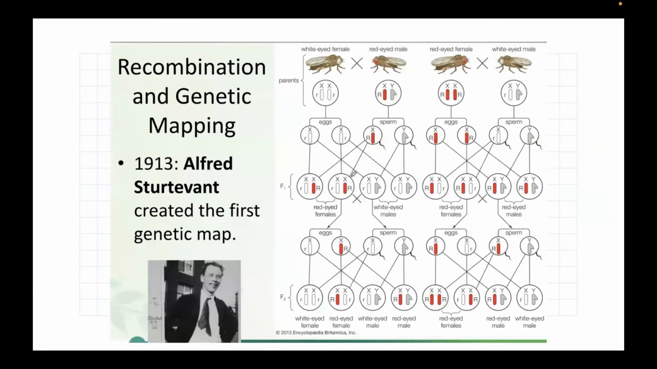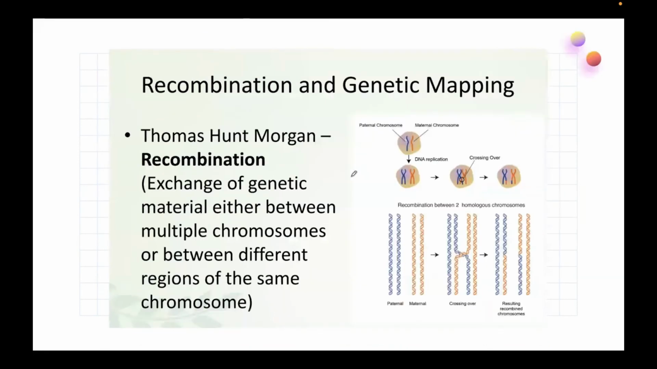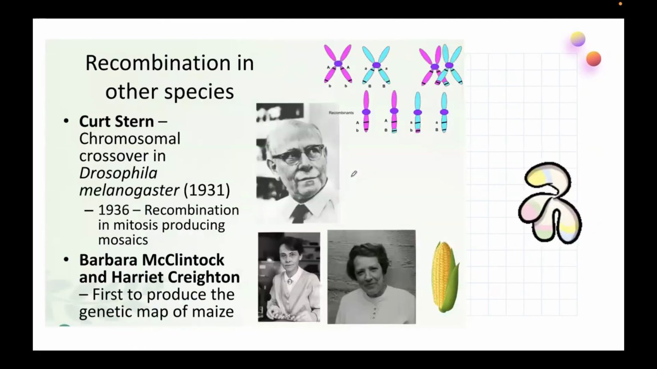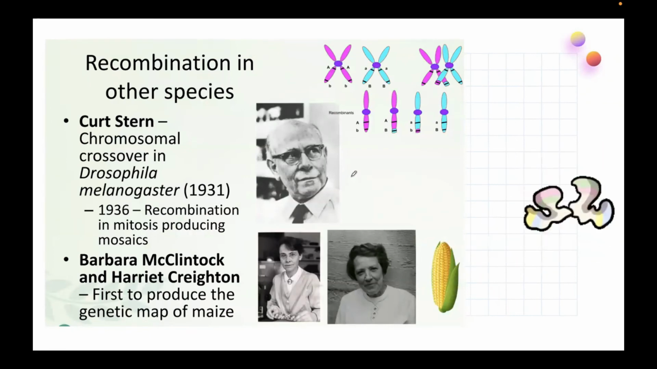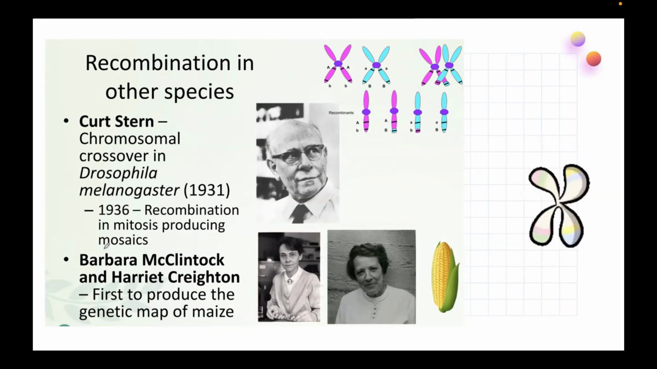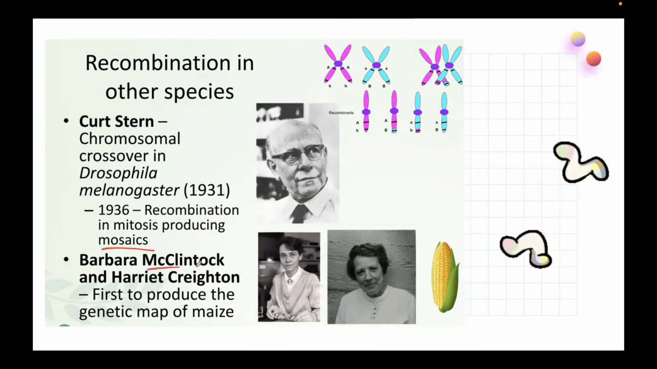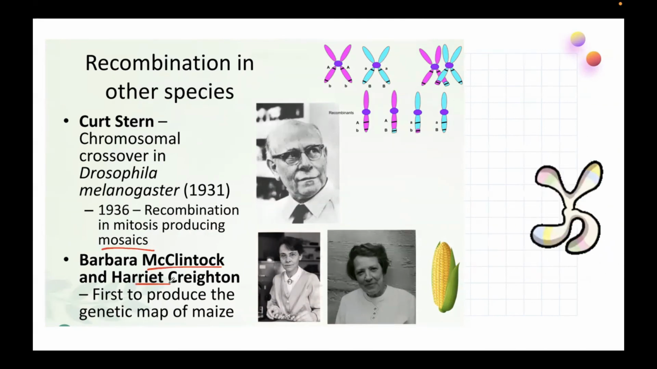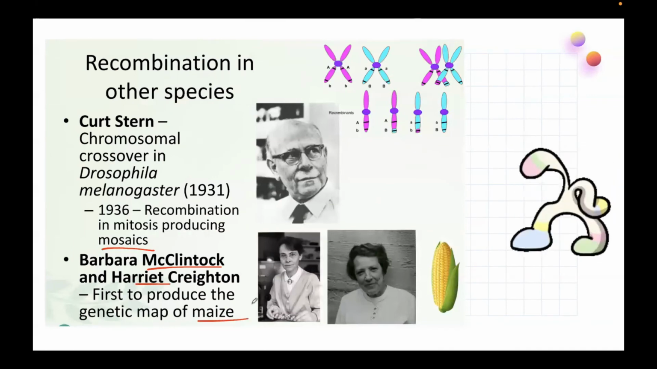It was 1913 when Alfred Sturtevant created the first genetic map. The recombination and genetic mapping, Thomas Hunt Morgan pa din, is the exchange of genetic material either between multiple chromosomes or between different regions of the same chromosome. Next, it was Curt Stern who discovered the chromosomal crossover in the fruit fly. In 1936, the recombination in mitosis producing mosaics. And then Barbara McClintock and Harriet Creighton were the first to produce the genetic map of maize.